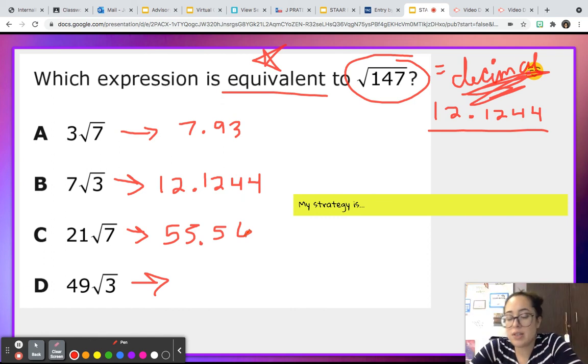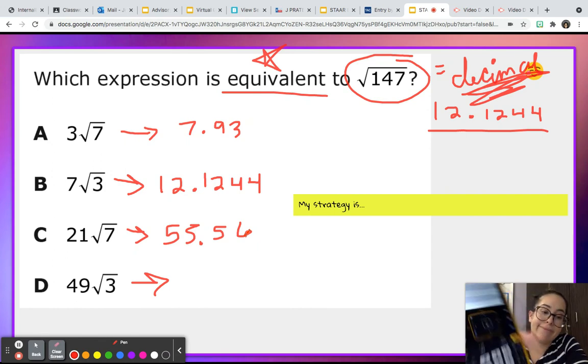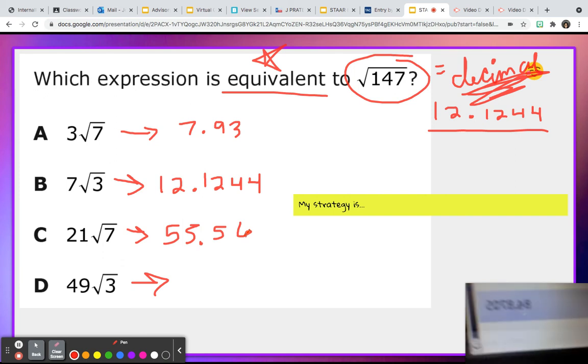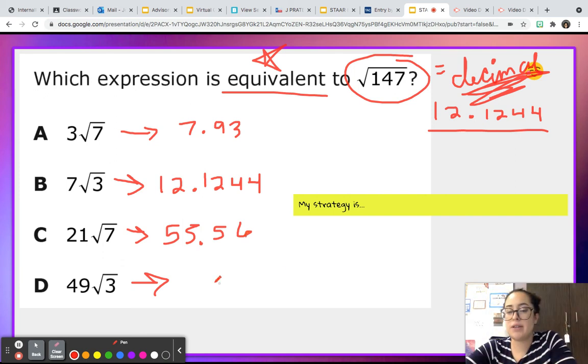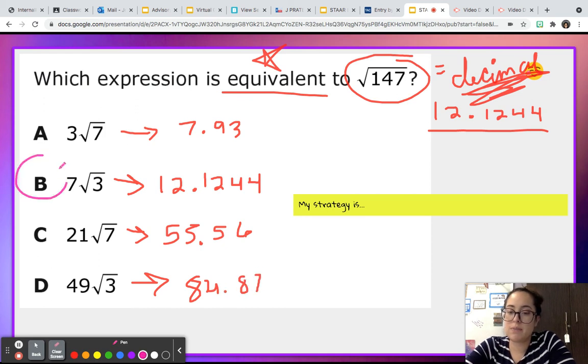Now I'm going to do the last. I'm just checking everything just in case because I want to do awesome on my exam. Nope. This one is 84.87. So as you guys can see here, the answer was B because this was equivalent to this.